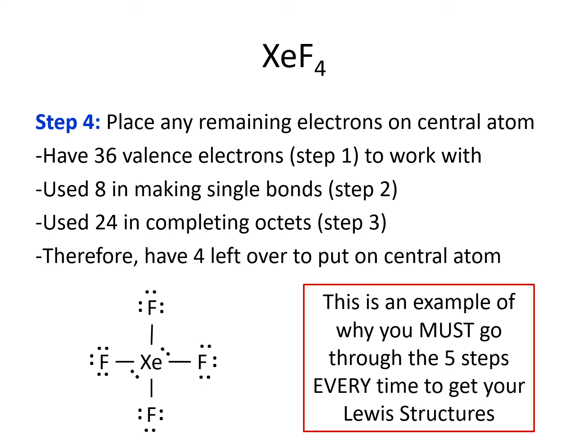Step 5 would be checking to make sure the xenon has a full octet. It actually has more than an octet, but that's fine since xenon is in the 3rd row or lower on the periodic table.